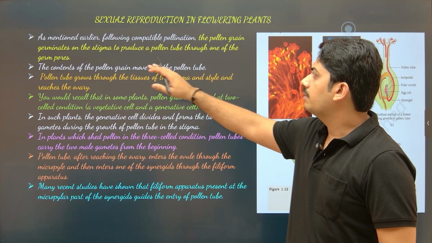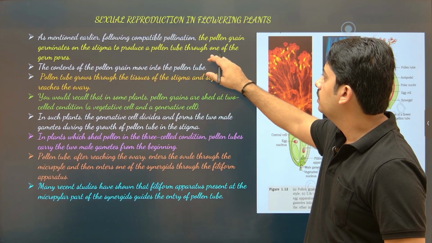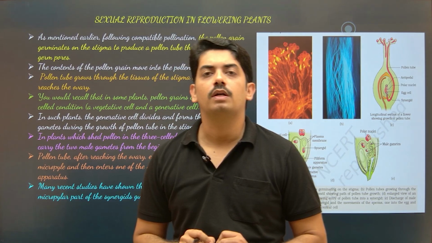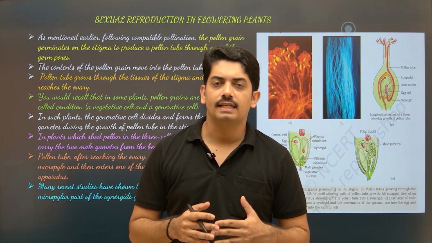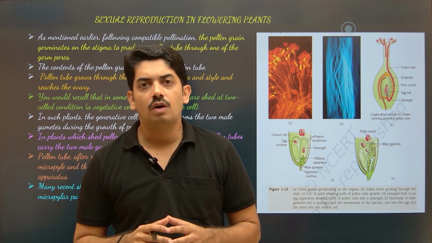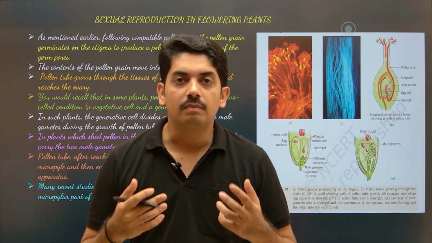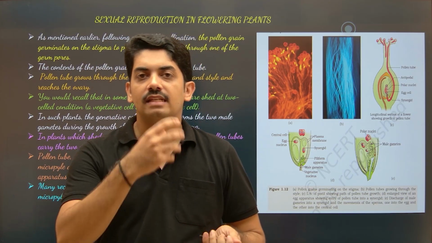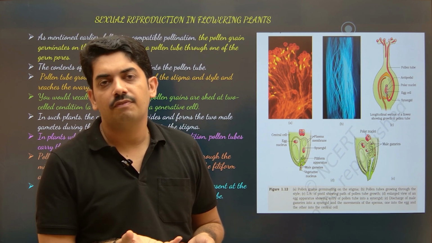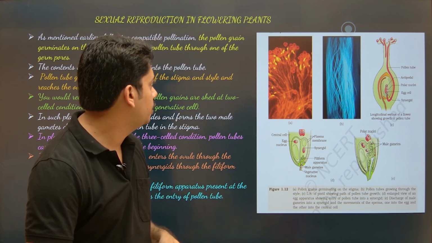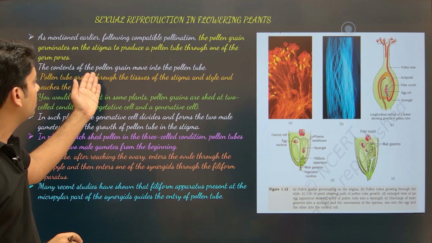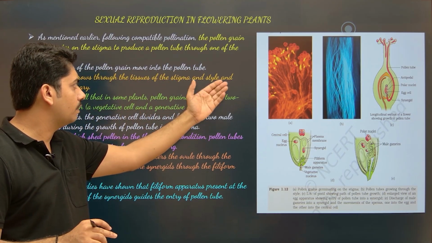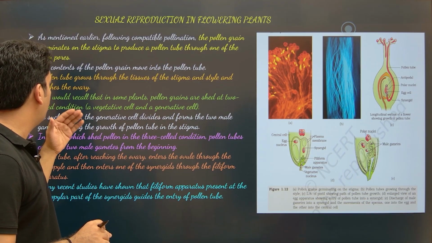The pollen grains germinate on the stigma to produce a pollen tube through one of the germ pores. One of the germ pores means what? Please do remember this sentence: one pollen grain does not have one germ pore. They have multiple germ pores. But from the one germ pore which is directly facing the stigmatic surface, it starts to produce the pollen tube. The contents of the pollen grain move into the pollen tube, and the pollen tube grows through the tissues of the stigma and style and reaches the ovary.